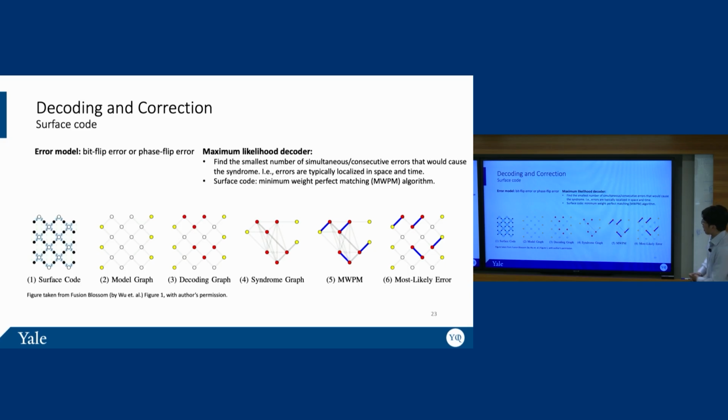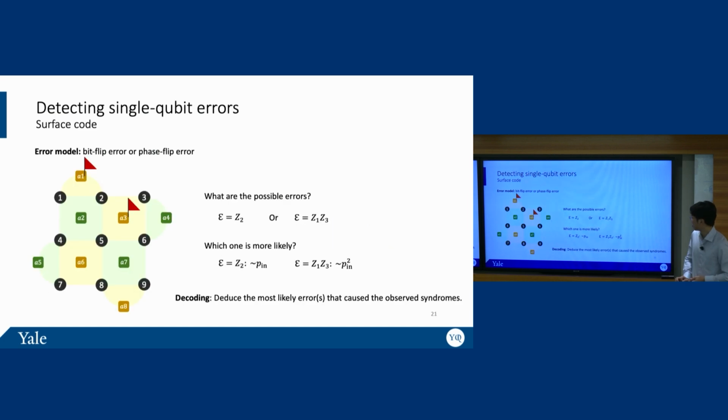This algorithm would work well if your errors are localized and rare. If it's actually really actively detecting errors, it's going to be very confusing for the algorithm to decode. Yes? If two errors happen around the same area, can it unset the flag? Exactly, yes.